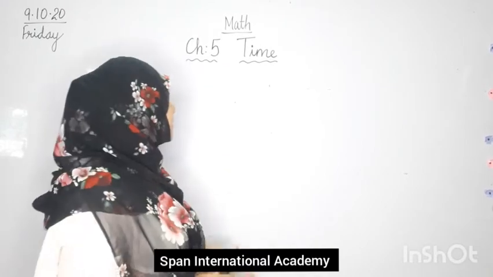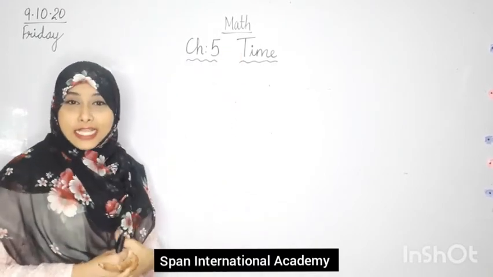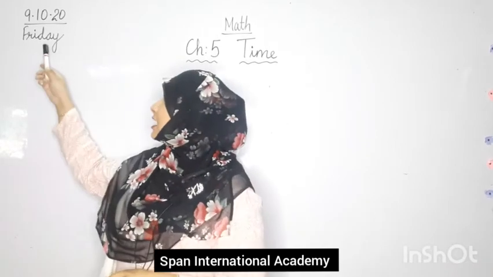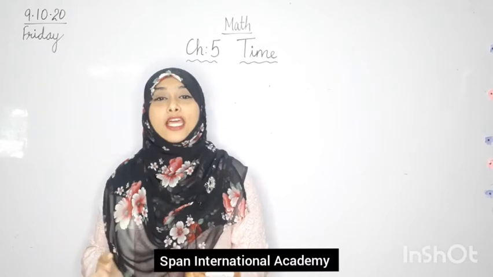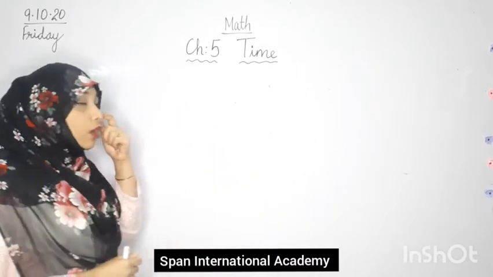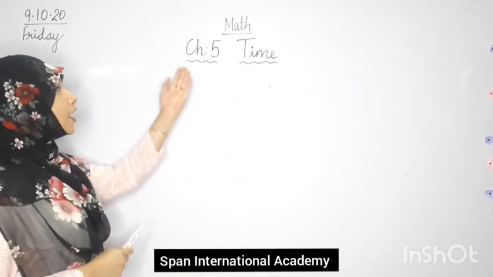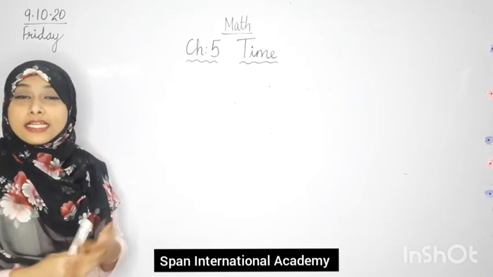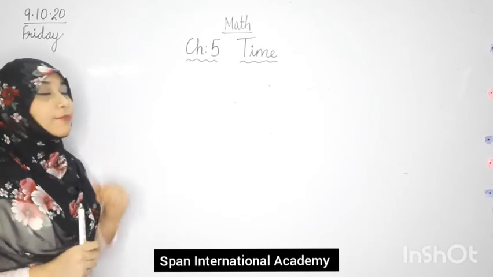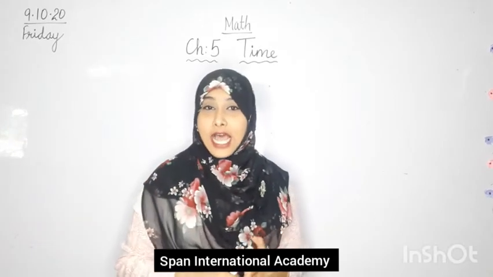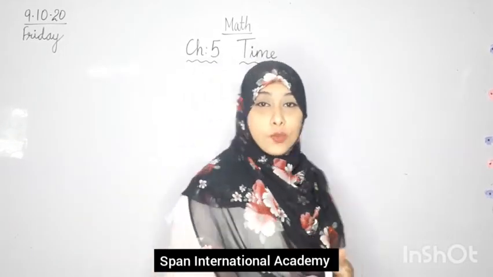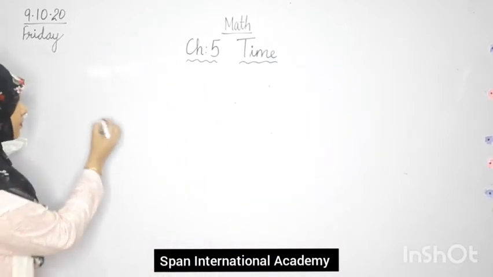Today, we are meeting for our maths class and the day is Friday and the date is 9, 10, 20. It is 9th of October. And we have started with the lesson time. It is chapter number 5 in our math syllabus. In the previous class, I did introduce a clock to you.